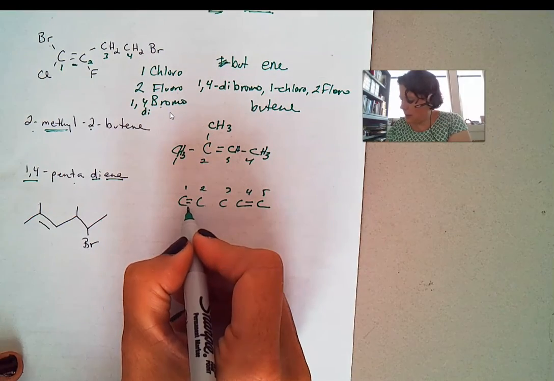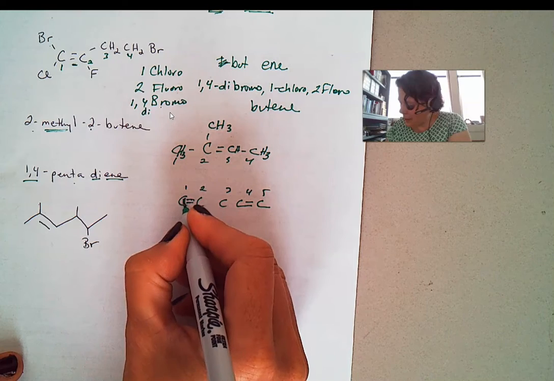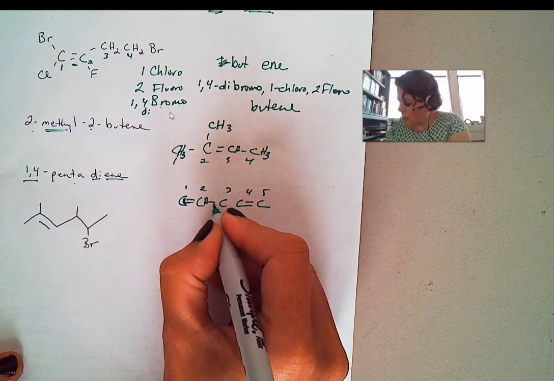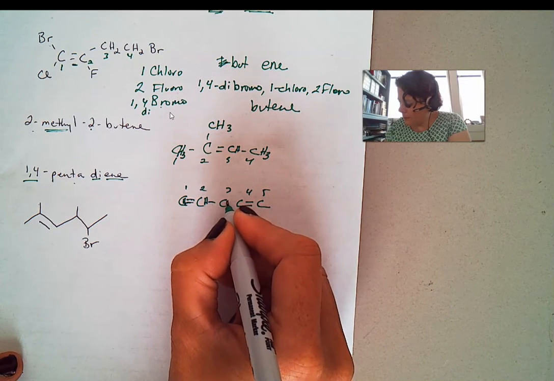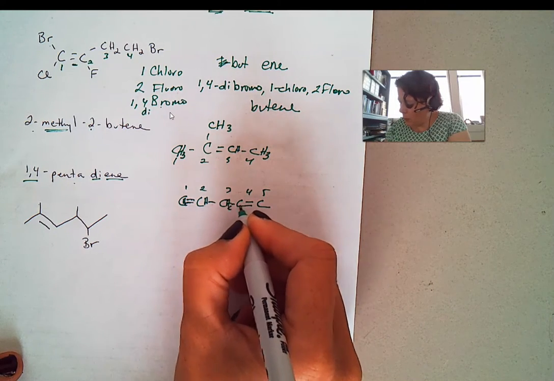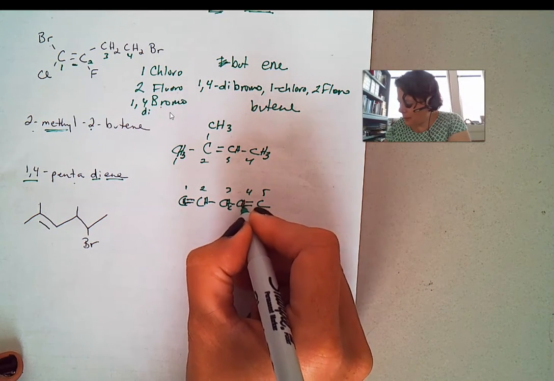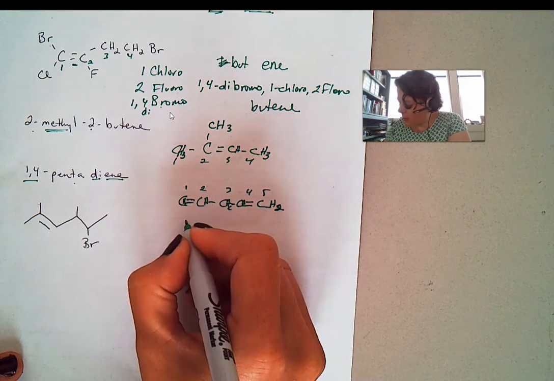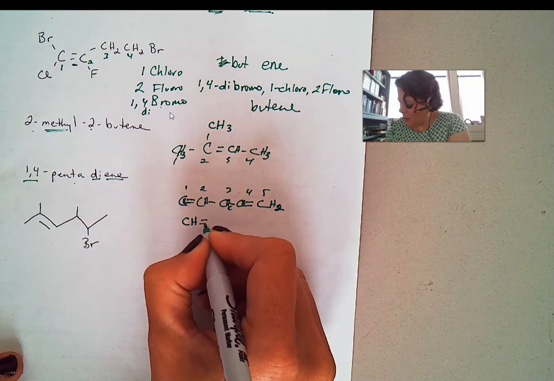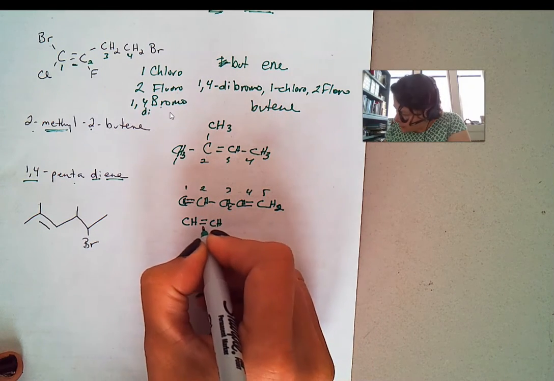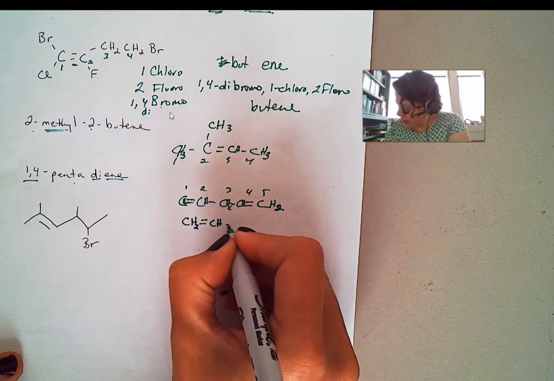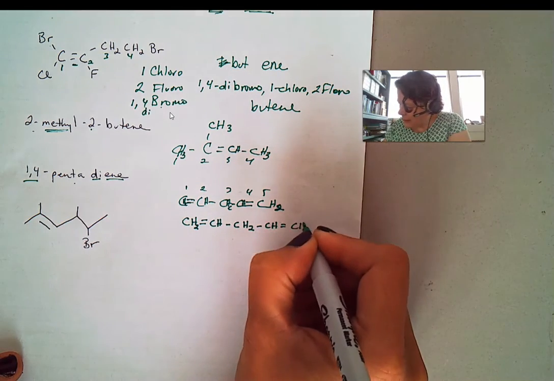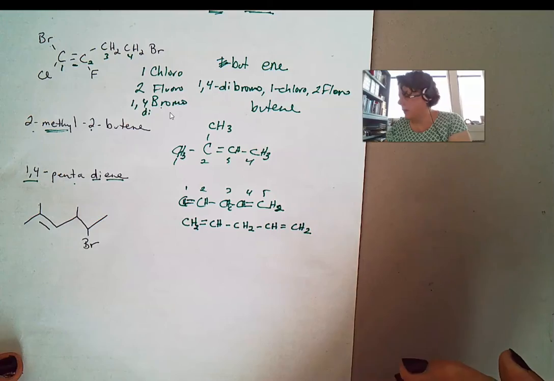Okay, so this one has 2 double bonds, so this would be CH2. This one has CH because it's got 3. This one's got 1, 2, 3, 4. This one has 1, 2, so this would get an H, and this one would get an H, 1, 2, 3, 4. So to clean it up, it would be CH2 double bond CH, CH2, CH, double bond CH2. So everything should be satisfied. Okay.